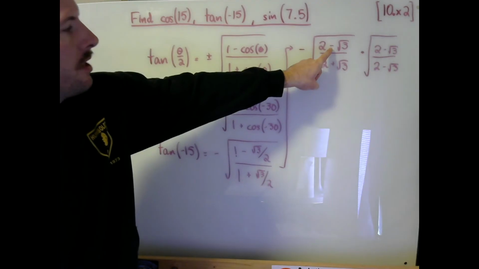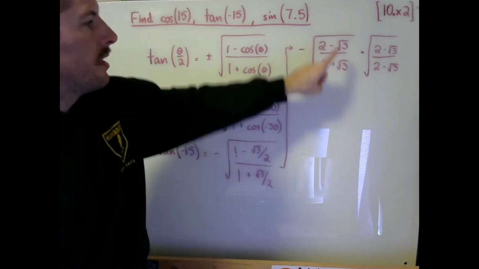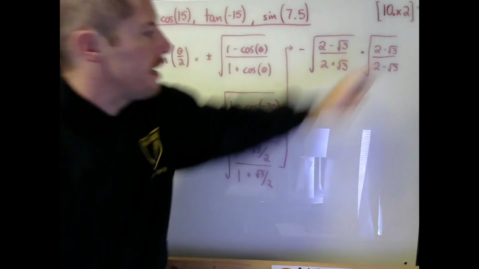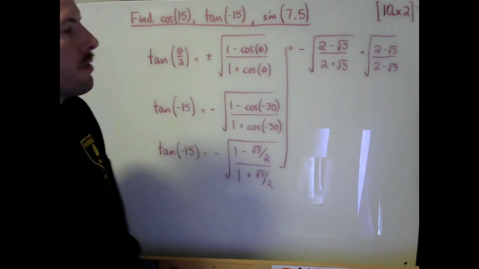Up in the numerator, you should notice that these two numerators are exactly the same as each other. So since we're multiplying 2 minus root 3 times 2 minus root 3, I'll be able to think of that as 2 minus root 3 squared. So here's what my next line looks like.